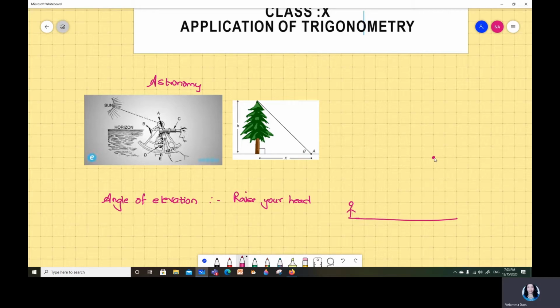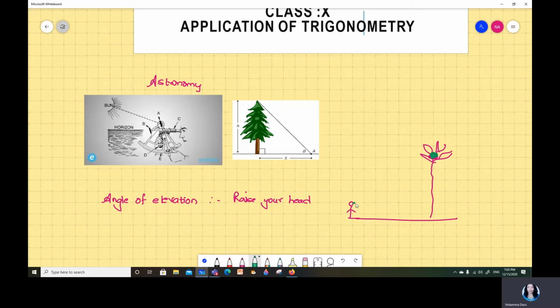For example, there is a tree, and the object here is, suppose, a coconut. Okay, and you want to see this coconut, and I'll just color this green. So here your object is this coconut, and you are observing it from the ground level. So you need to raise your head to see this coconut.